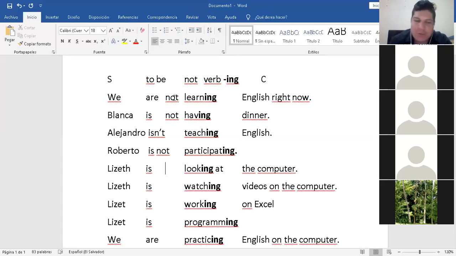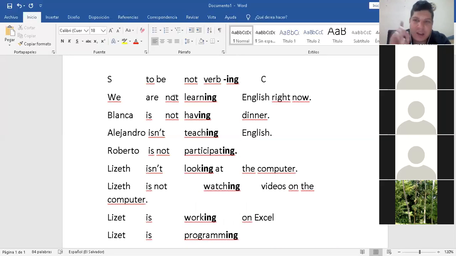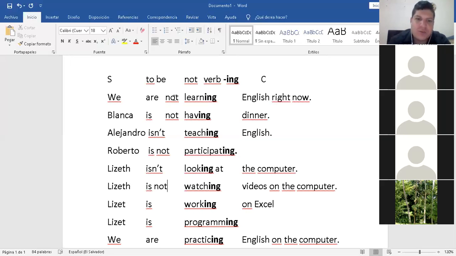Lisette no está viendo la computadora. Lisette is not looking at the computer. Good. Lisette no está viendo videos en la computadora. Lisette is not watching videos on the computer. Good. Lisette no está trabajando en Excel. Lisette is not working on Excel. Good. Lisette no está programando. Lisette is not programming.